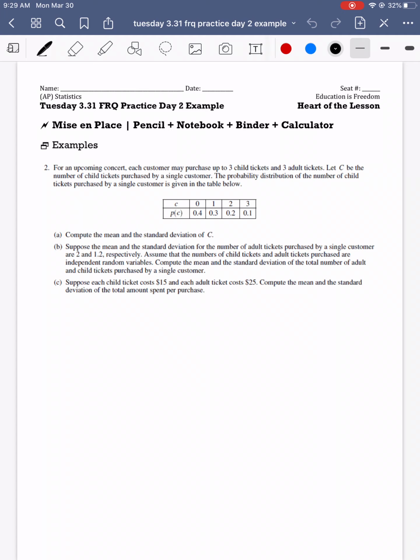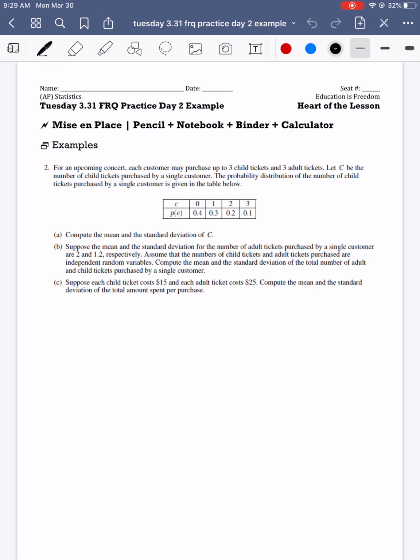Let C be the number of child tickets purchased by a single customer. The probability distribution of the number of child tickets purchased by a single customer is given in the table below. Compute the mean and standard deviation of C. Okay.